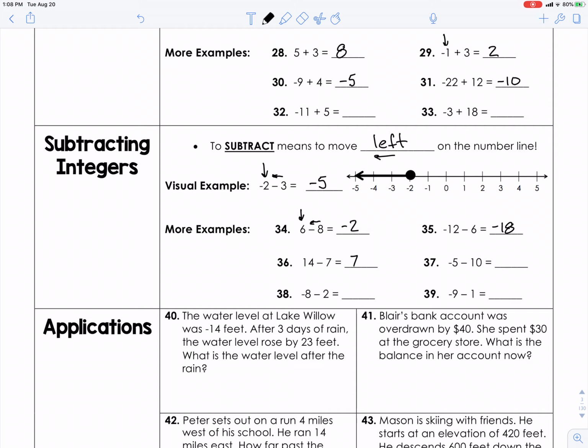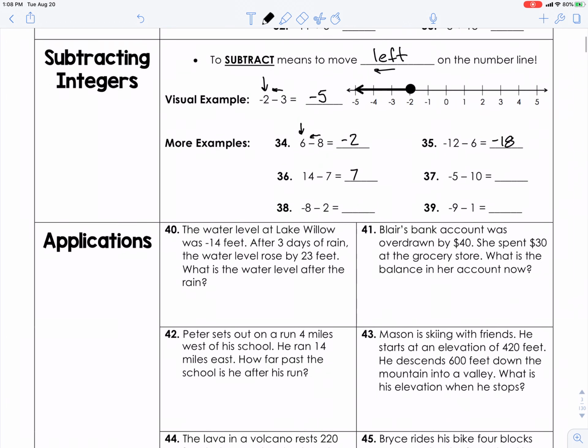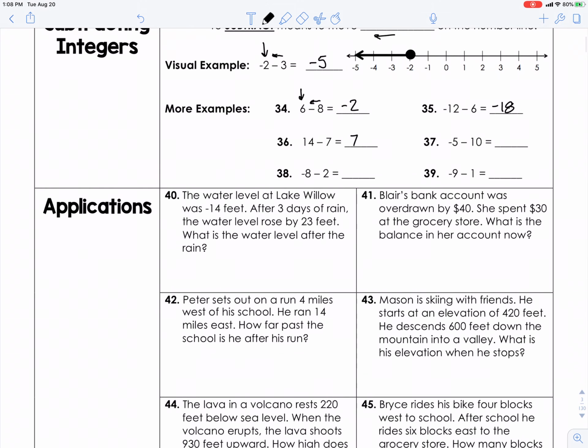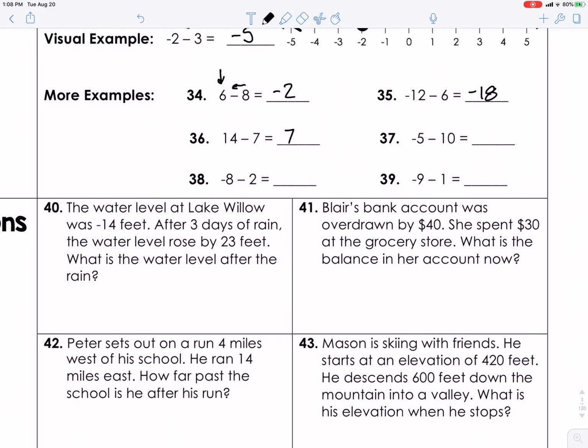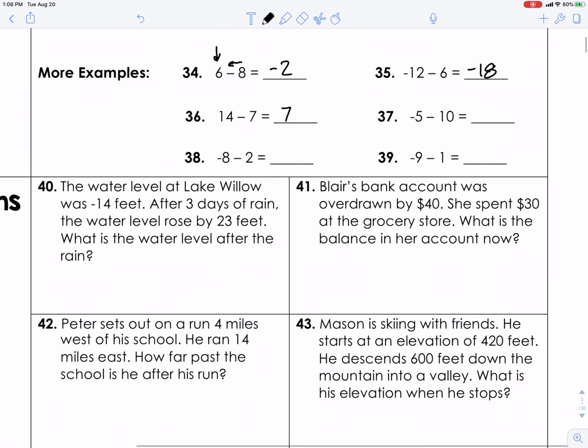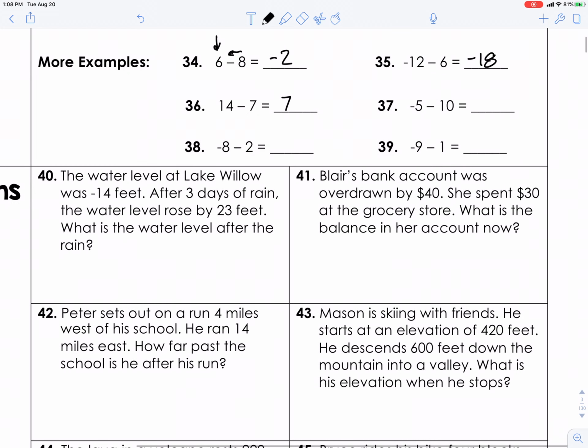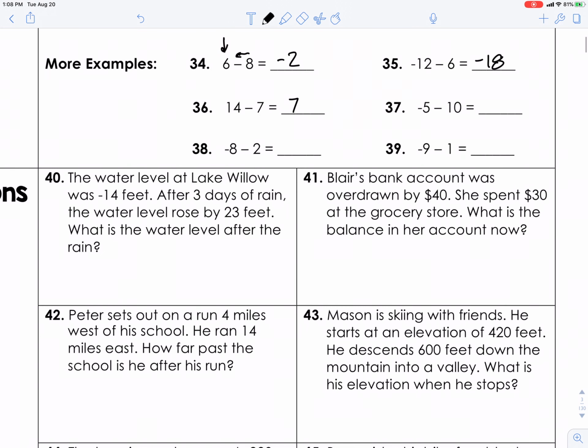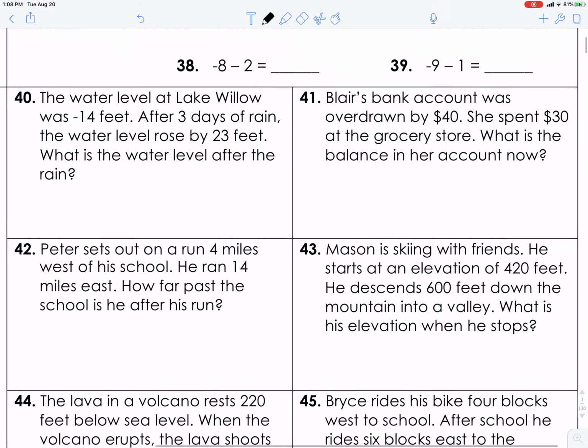Okay? So what I want you to do is fill in these last 3. And you can pause the video right here and try to figure out these last 3. 37, 38, and 39. Go ahead and pause. Okay. Hopefully you were able to do 37, 38, and 39. If you had struggled a little bit, we can go over it here after you're done with the notes. Let's go on to the word problems.